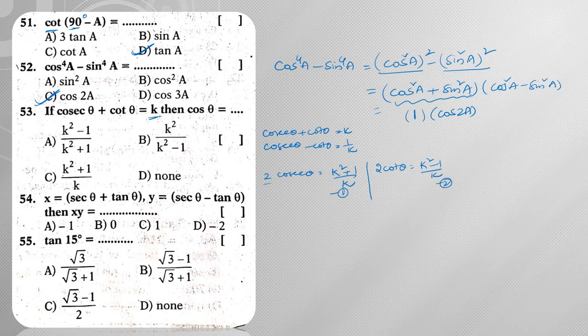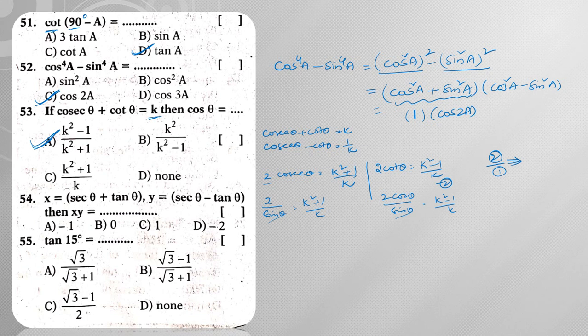So on dividing, 2 gets cancelled. Next, cosecant theta I can write as 1 by sin theta, so 2 by sin theta is equal to (k square plus 1) by k, and cot theta can be written as cos theta by sin theta, so 2 cos theta by sin theta is equal to (k square minus 1) by k. Now dividing equation 2 with equation 1, what I am going to get? So here (k square minus 1) by (k square plus 1), sin theta in the denominator will get cancelled, 2 also will get cancelled. Hence the answer is (k square minus 1) by (k square plus 1).